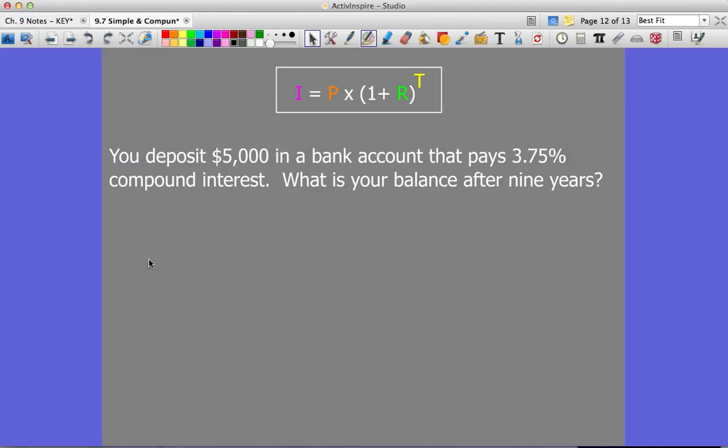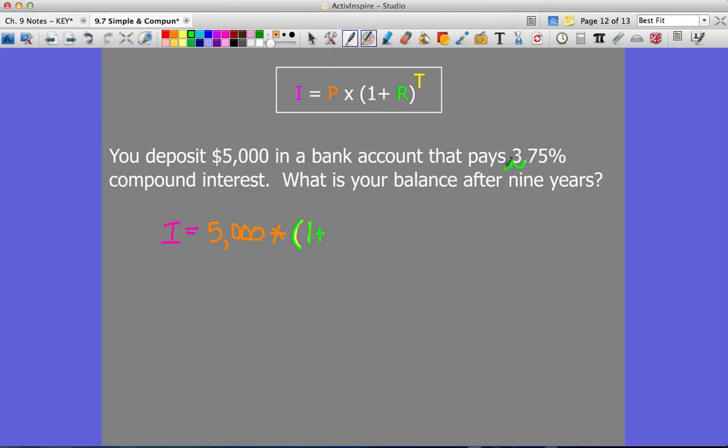Okay, so if you deposit $5,000 in the bank and the account pays 3 and 7/500% compound interest, what is your balance after 9 years? So we're looking for I equals your principal, which is the original $5,000 that you invested, times the quantity, you can't forget the 1, that's a constant, plus your rate. Your rate is 3 and 7/500ths.